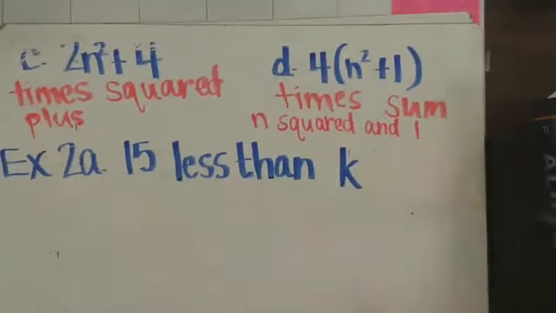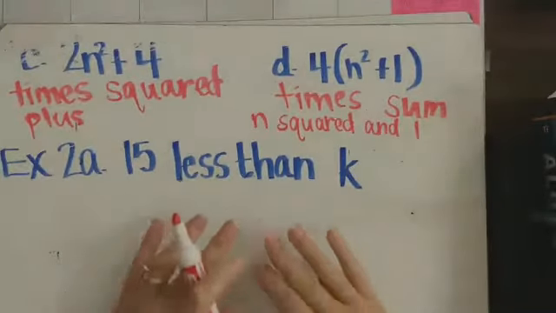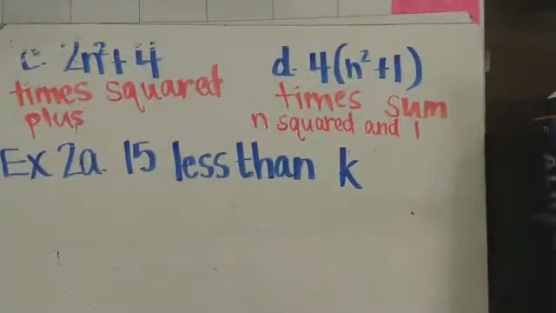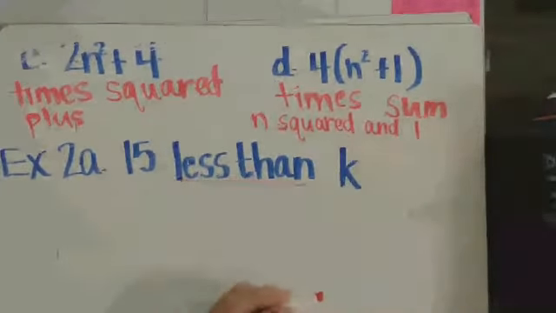Now let's go on to example 2a. We're going to flip-flop this, and this time we're given a verbal expression and we have to write it algebraically. Looking at 2a, we have 15 less than k. Let's pick out some clue words that would tell us which operation to use. We have less than, which means subtraction.